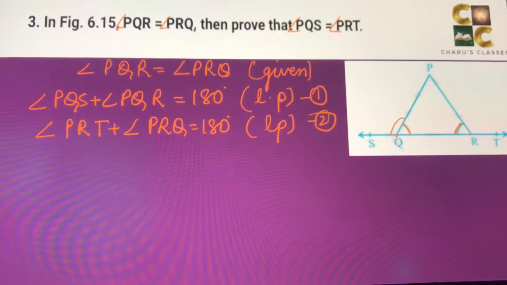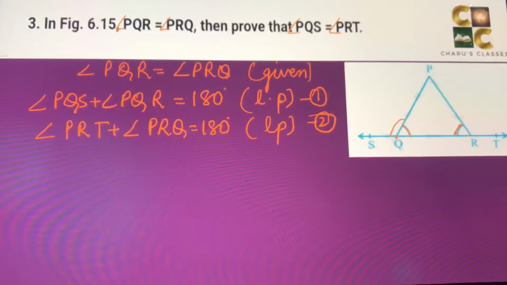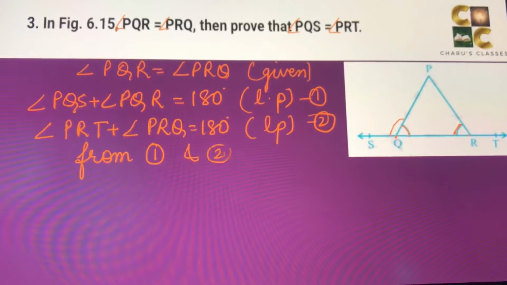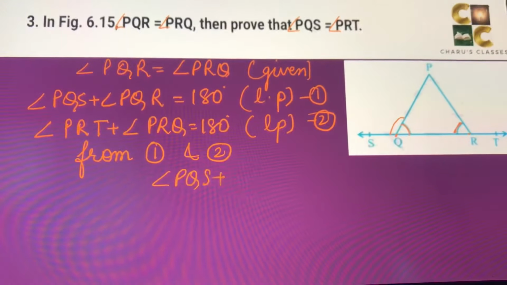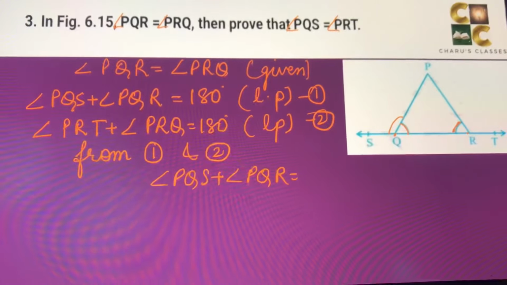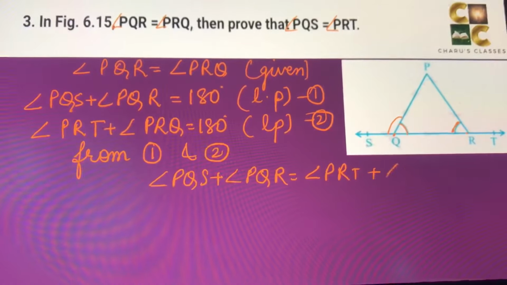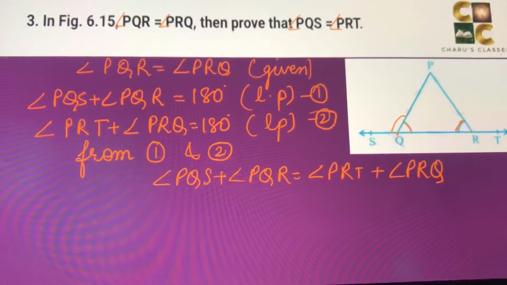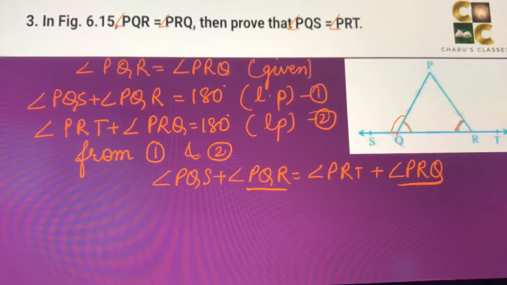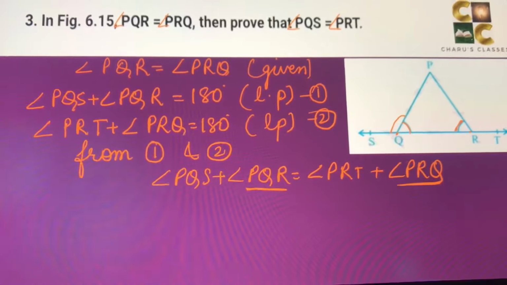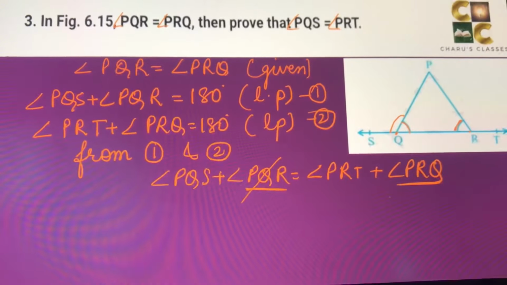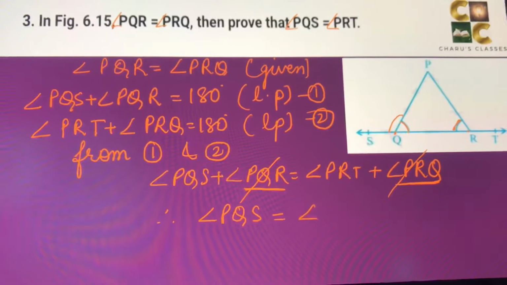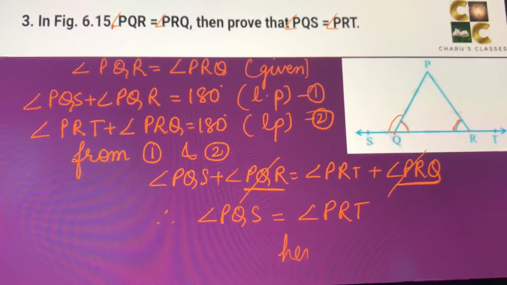Now these equations 1 and 2 are both equal to 180 degrees. So from 1 and 2 we can say that the left hand sides will also be equal, or angle PQS plus angle PQR is equal to angle PRT plus angle PRQ. Now it is given to us that angle PQR and PRQ are equal. So if I shift one of them to the other side, they will subtract and cancel. Therefore, we are getting angle PQS is equal to angle PRT. Hence proved.